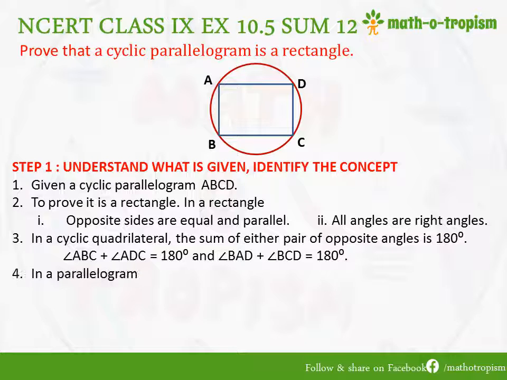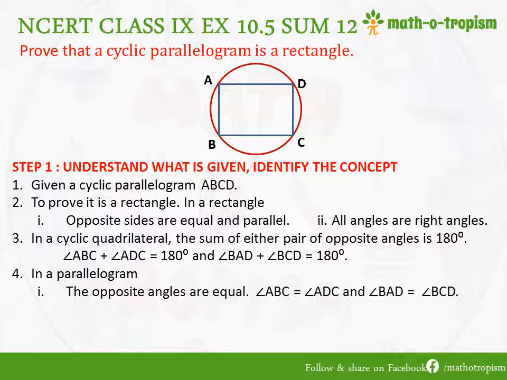The third one we have is the parallelogram. Now what are all the properties which come to mind for a parallelogram? First of all, the opposite angles are equal. So angle ABC will be equal to angle ADC, and similarly angle BAD will be equal to angle DCB. Now apart from that, opposite sides are equal and parallel. So if we compare step 2 and 4, we already know that a rectangle is a type of a parallelogram. So the second, that is, opposite sides are equal and parallel, has been satisfied. So we need to just now prove that all angles are right angles.